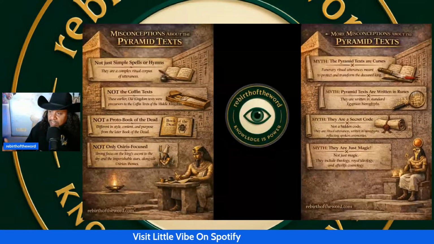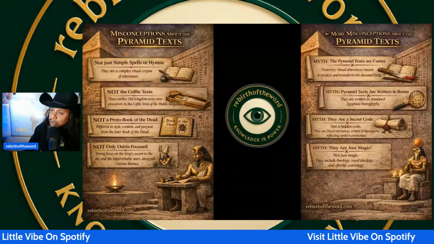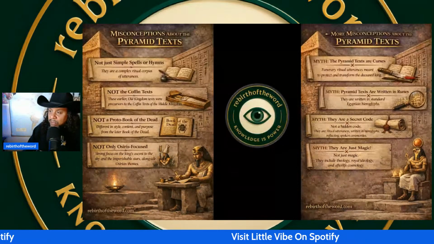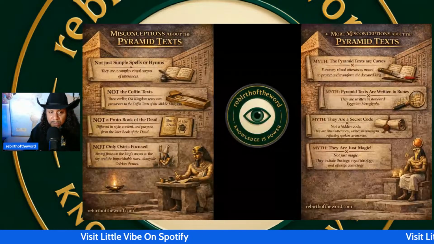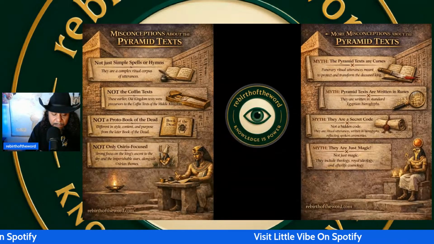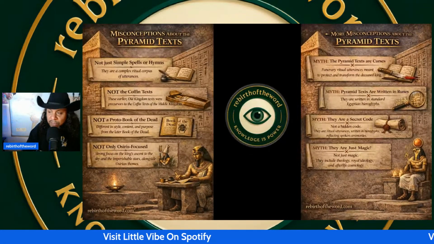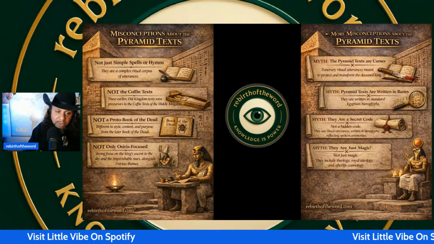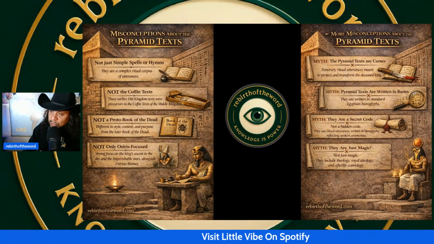Not the Coffin Texts, where it says it's underlined. These earlier Old Kingdom texts were precursors to the Coffin Texts of the Middle Kingdom. Well, it depends on the type of hieroglyphs that were used in their writing system. You've got to remember there was an increase in making it more understandable for people. So one thing could mean one thing one way, and another could mean another. And I get into that when I actually crack this book open.